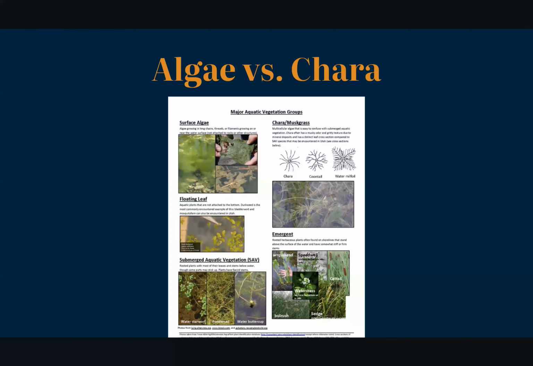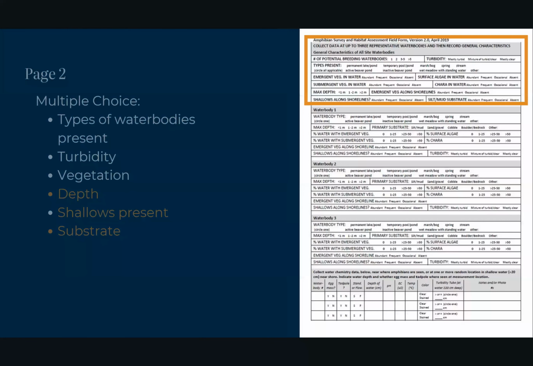If you need clarification on the different types of vegetation, remember there's a cheat sheet that can be printed along with the field form with images of the different types of vegetation growing submerged under the water, emerging through the water surface or at the perimeter, and also vegetation that can be floating on the surface along with algae. So there's lots of helpful images on this cheat sheet that can help you with any questions you might have.